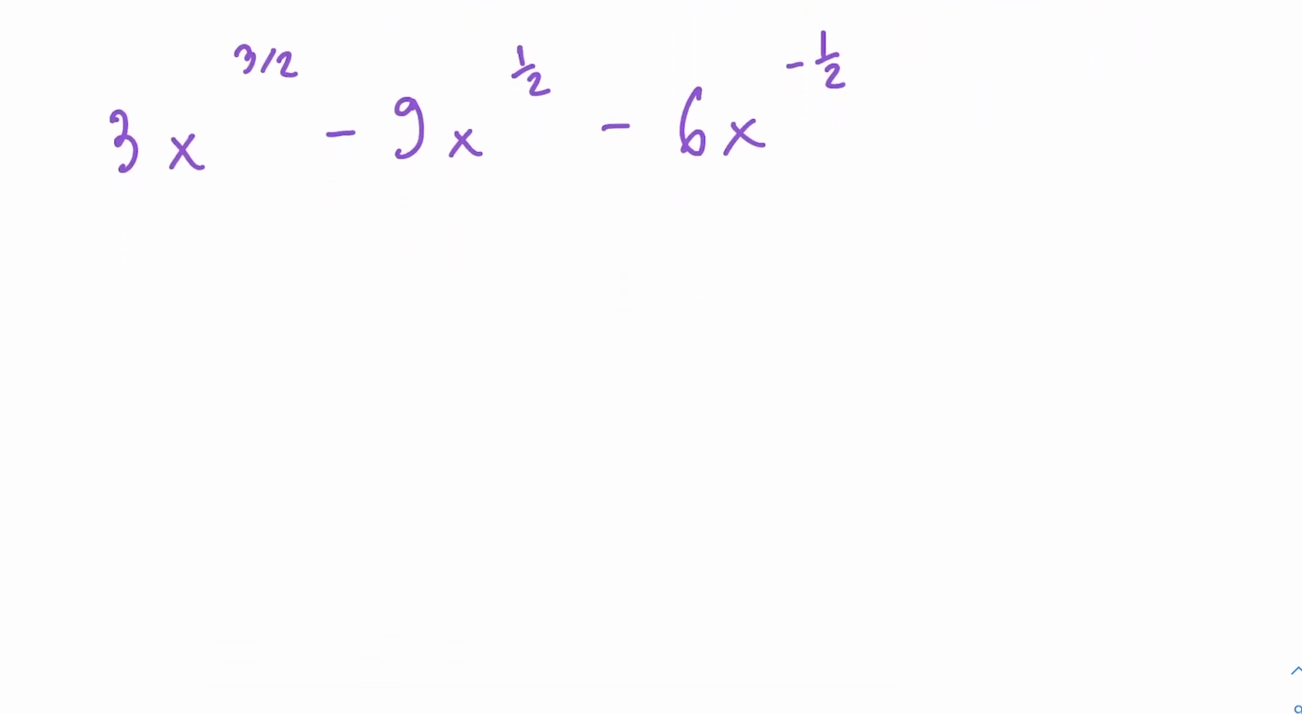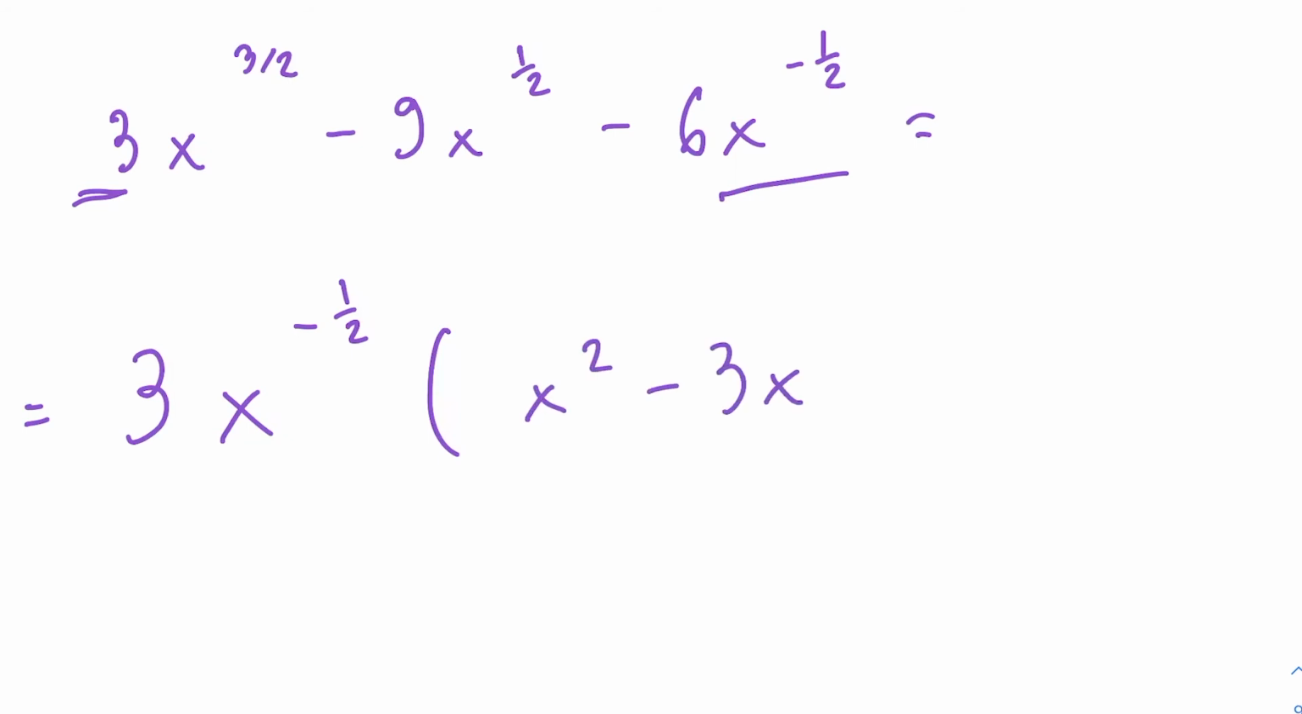So in this case, we would factor out whatever we can, and that would be 3, because 3 is the lowest integer here. And that will be x to the power of negative 1/2 because that's the smallest power of x. So we would take out 3x to the power of negative 1/2, and we would multiply that by x squared minus 3x plus 2.